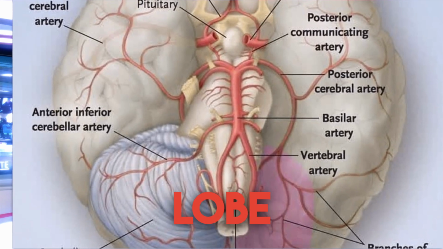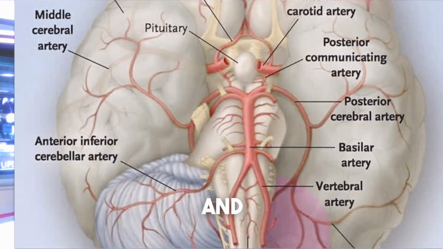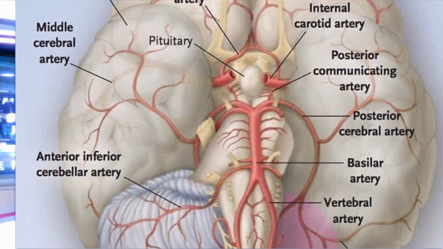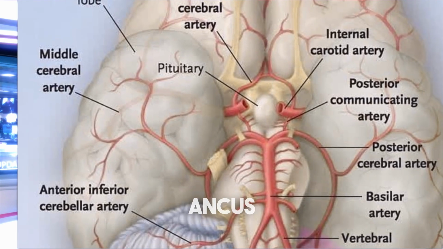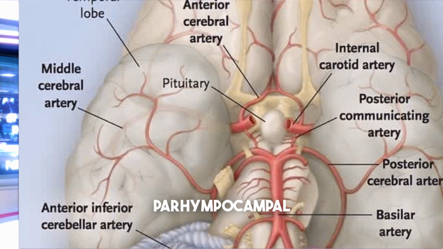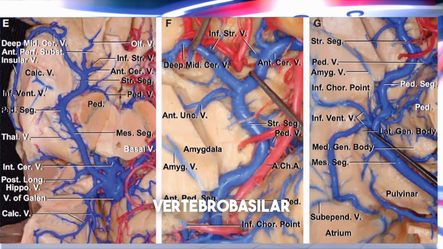The temporal lobe receives oxygenated blood from the internal carotid system and the vertebrobasilar arteries. The anterior choroidal and middle cerebral arteries supply the uncus, amygdala, and parahippocampal gyrus respectively. The vertebrobasilar system supplies the inferior surface of the temporal lobe, and blood drains from the temporal lobe via 2 main routes: the superficial middle cerebral vein and the posterior choroidal vein.